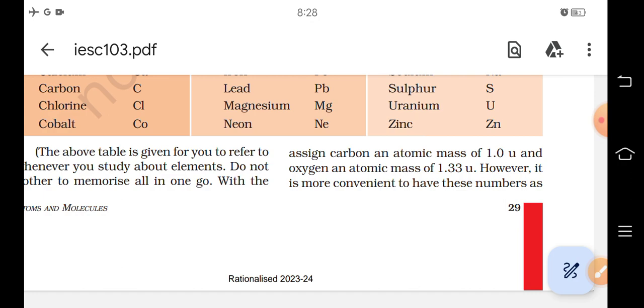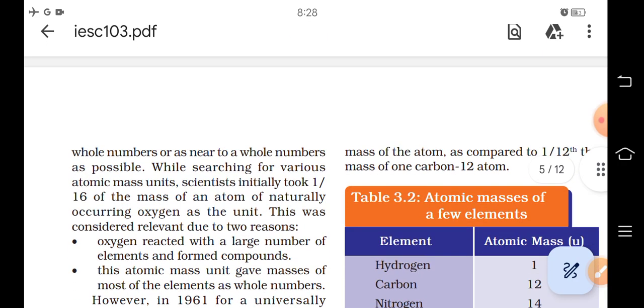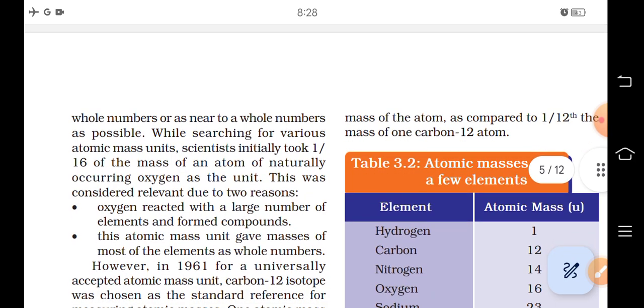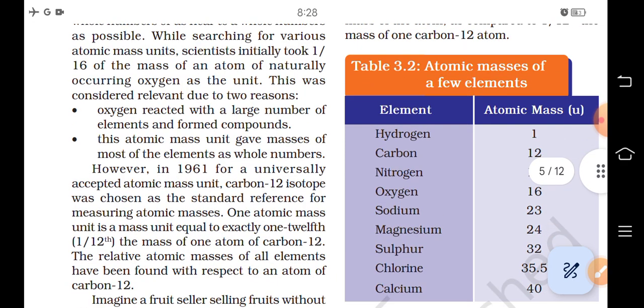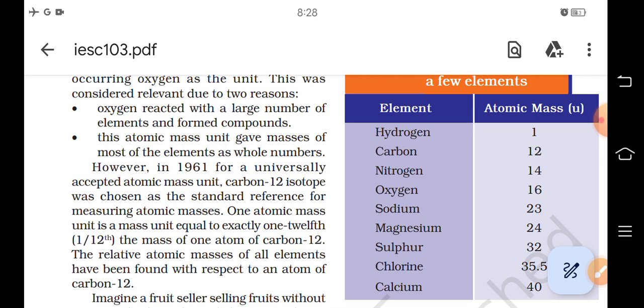However, it is more convenient to have these numbers as whole numbers or as near to whole numbers as possible. While searching for various atomic mass units, scientists initially took 1/16 of the mass of an atom of naturally occurring oxygen as a unit. This was considered relevant for two reasons. First, oxygen reacted with a large number of elements and formed compounds. Second, this atomic mass unit gave masses of most of the elements as whole numbers.